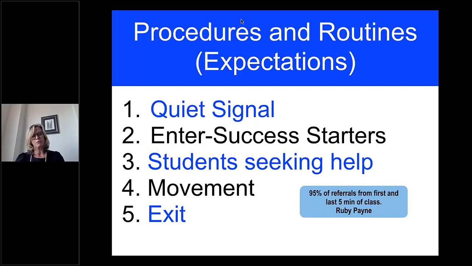And so students seeking help is another area where we really need to have procedures in place. And then any type of movement. It could be from handing in papers to sharpening pencils to lining up for lunch to getting materials in the science lab. Any movement. Do you have pathways in your classroom for students? And finally, your last procedure would be their exit. What do they do when they're exiting the room? Is there something specific that we're asking them to do? 95% of the referrals are written in the first and last 5 minutes of a class period. So it's super important when we're setting up classrooms that we're setting them up for students to succeed. And in order to do so, we must have these procedures in place.